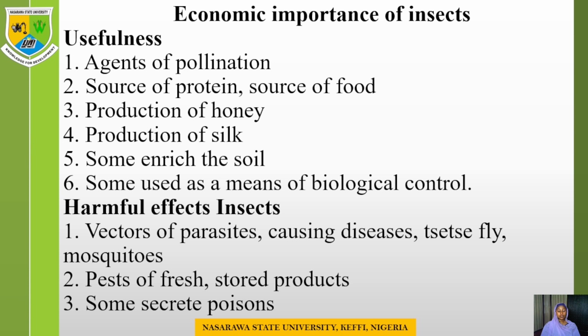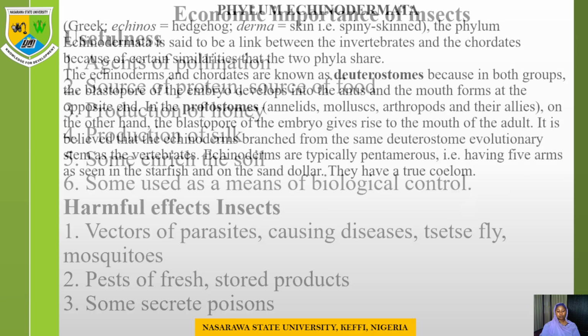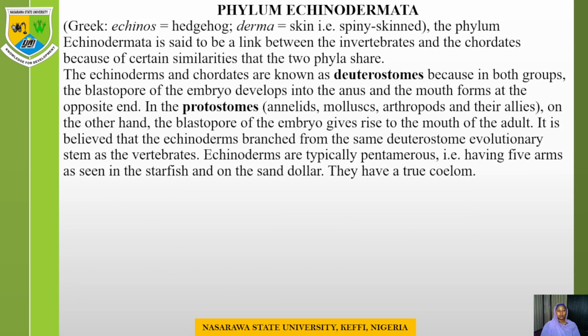The harmful effects of insects. They are vectors of parasites causing diseases. For example, the tsetse fly that causes sleeping sickness, or the mosquitoes that transmit malaria, or the cockroach that transmits leprosy, and so on. They are pests of fresh and stored products, and some of them secrete poisons. Now let's go to phylum Echinodermata.